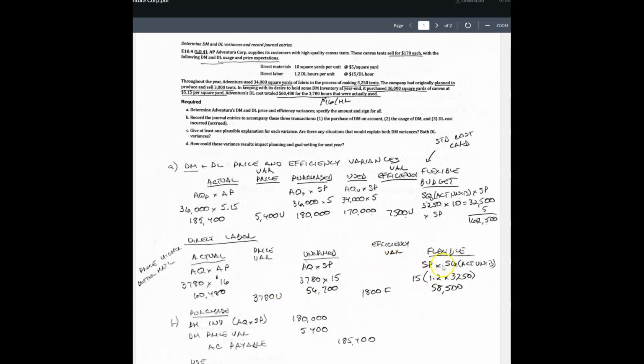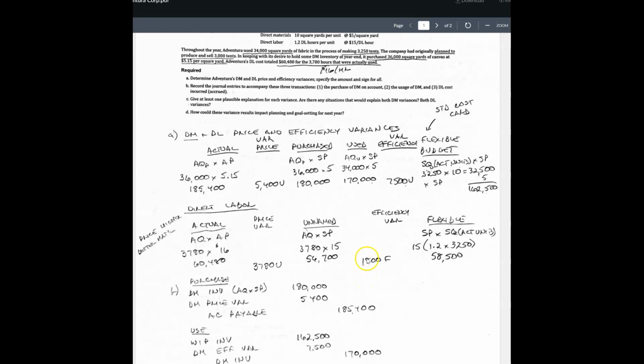Now on this side, we look at efficiency or usage, and our flexible budget says $15 per hour times 1.2 hours for each unit. Okay, so 1.2 hours times 3,250 units. That is your standard right there. Okay, so it's kind of nice to write it out. If you put this in one equation, it's pretty easy to get lost quickly, so think about it before you do it. But we have 56.70 and 58.5. So what is that? This is our flexible budget, so it would be favorable.